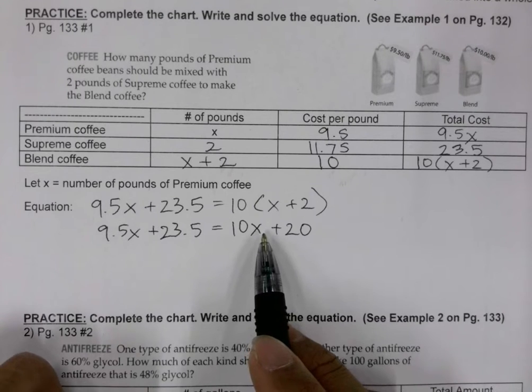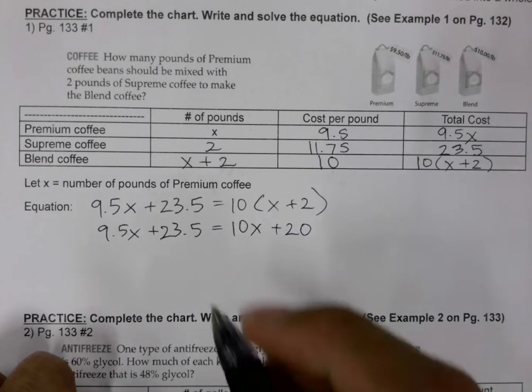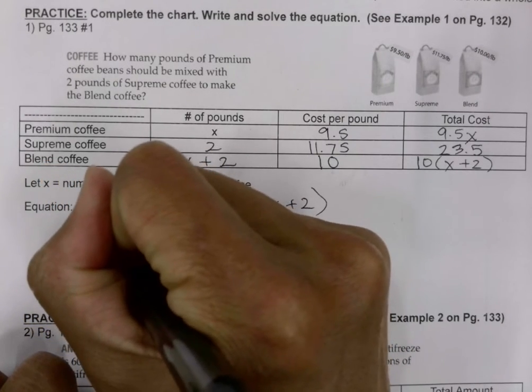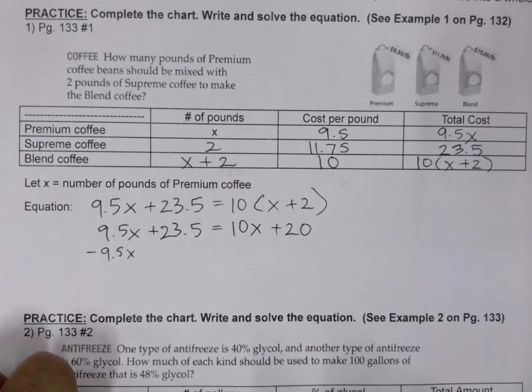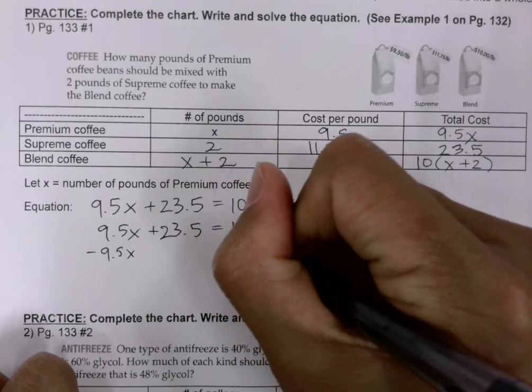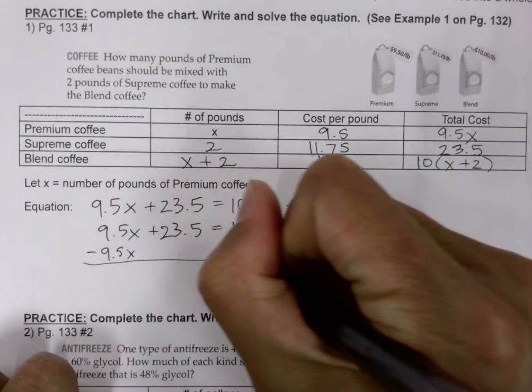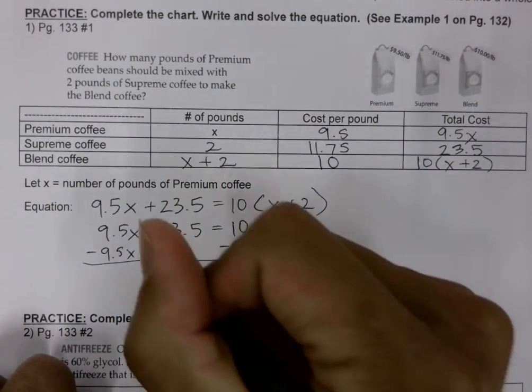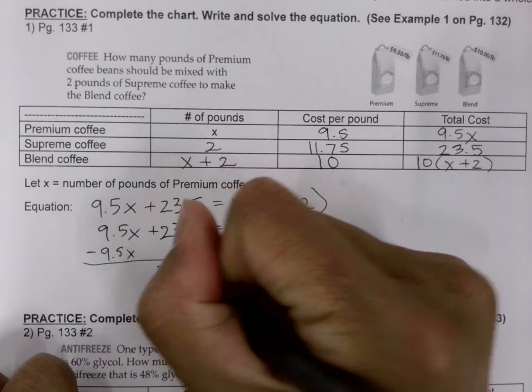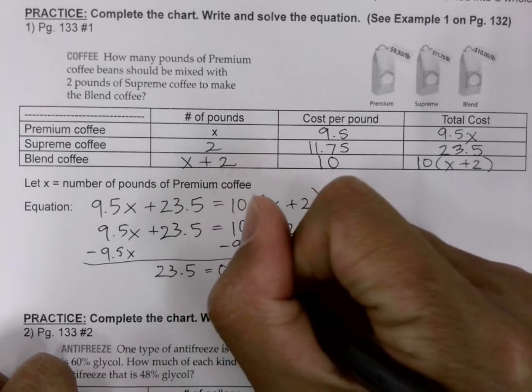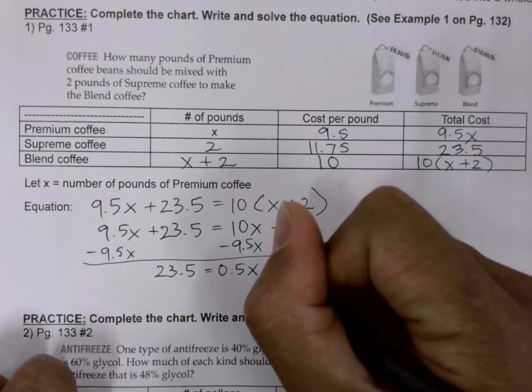And then let's go ahead and move our 9.5x to the right side of the equal sign, so we don't need to deal with a negative x value. That's minus 9.5x from the left side of the equal sign, and minus 9.5x from the right side of the equal sign. That leaves us with 23.5 is equal to 0.5x plus 20.